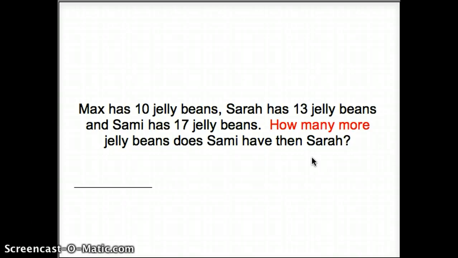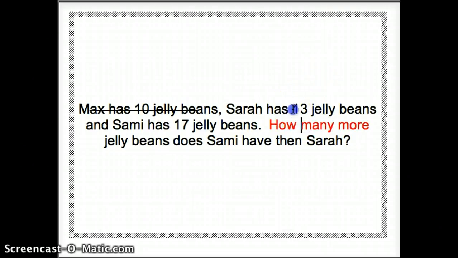I also see that it gives me a little bit of extra information that I don't need. It tells me that Max has 10 jelly beans, but my question only asks me how many more jelly beans Sammy has than Sarah. So I'm going to actually take my pen and mark through the part that says Max has 10 jelly beans, because I know I'm not going to use that information to solve my word problem. I'm also going to highlight the numbers I'm going to use in the word problem.